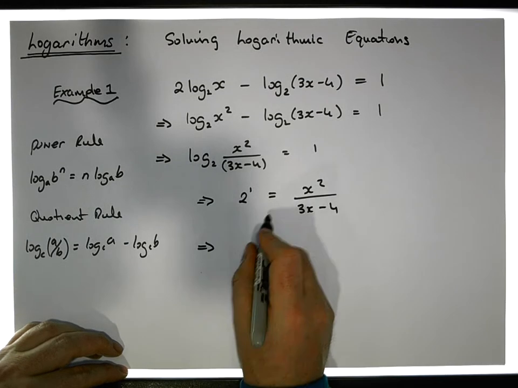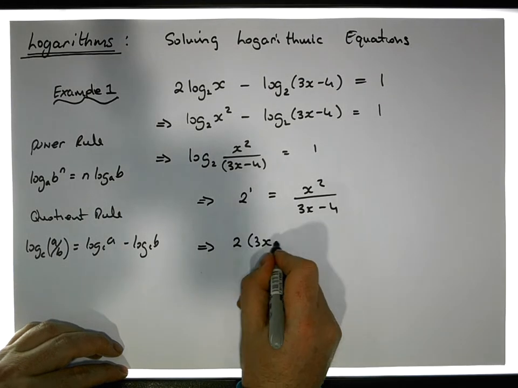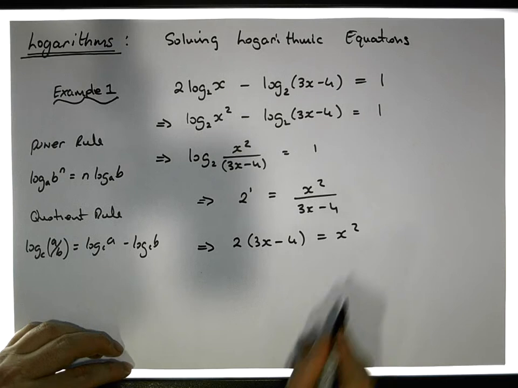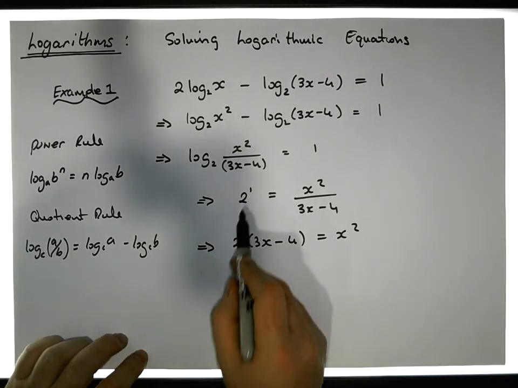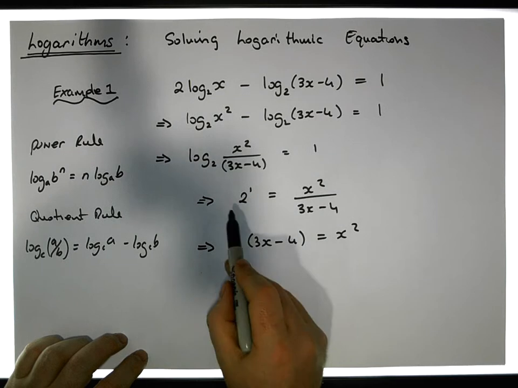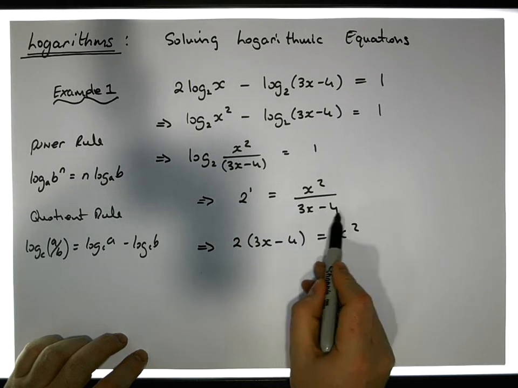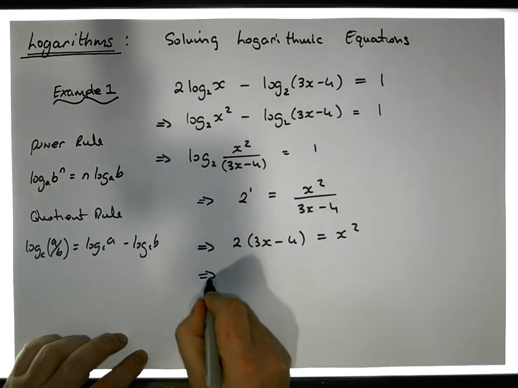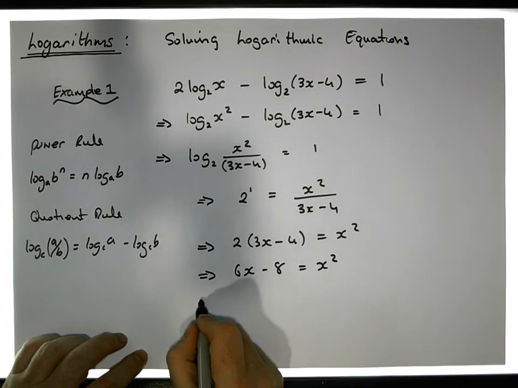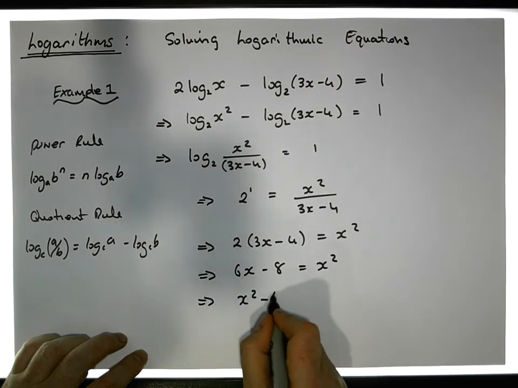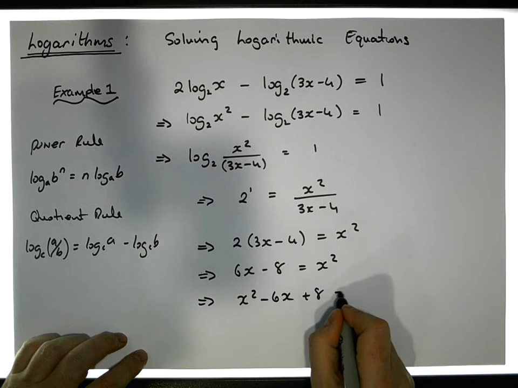This implies that 2 times 3x minus 4 must be equal to x squared. You see, we're actually going to end up with a quadratic here. Actually 2 to the 1 is just 2, and then I multiplied across by this factor, 3x minus 4. This implies that 6x minus 8 is equal to x squared, which implies that x squared minus 6x plus 8 must be equal to 0.